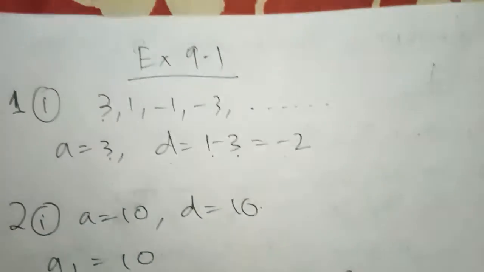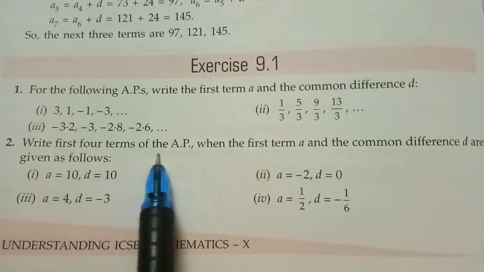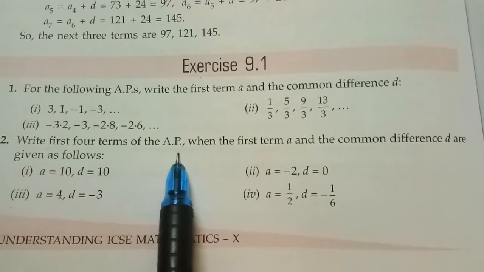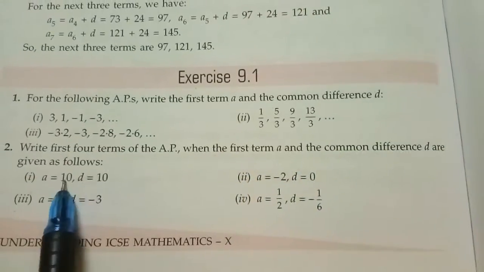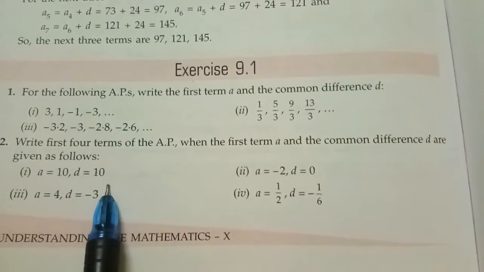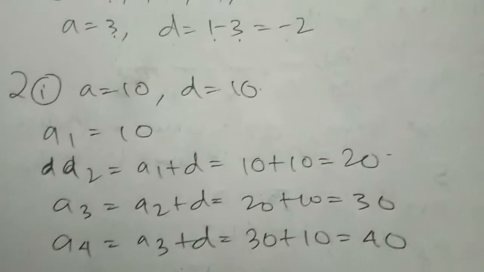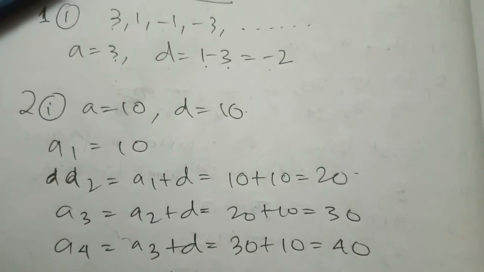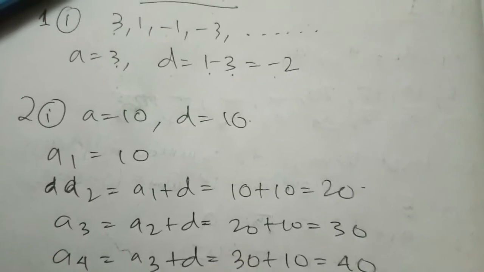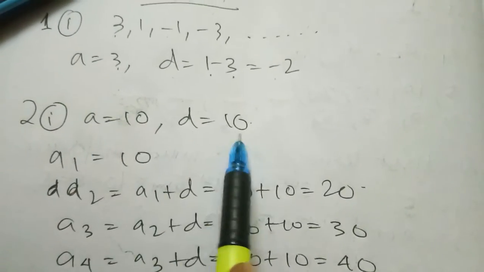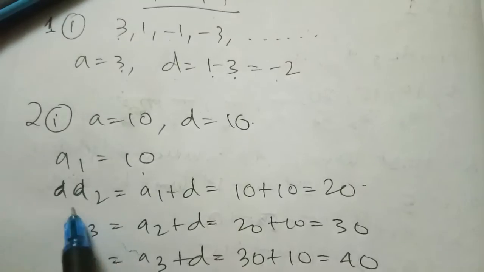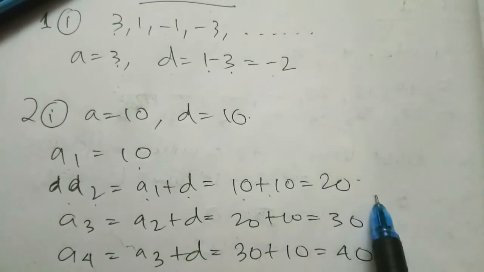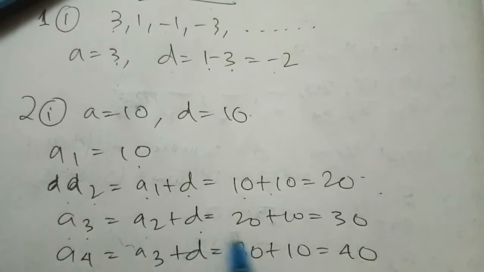Now again in question number 2, they told us to write the first four terms of the AP when the term A and common difference D are given. A is given 10 and D is also given 10. A1 will be 10. A2 will be what? A1 plus D, that is 10 plus 10, which is 20. A3 is A2 plus D, that is 20 plus 10.